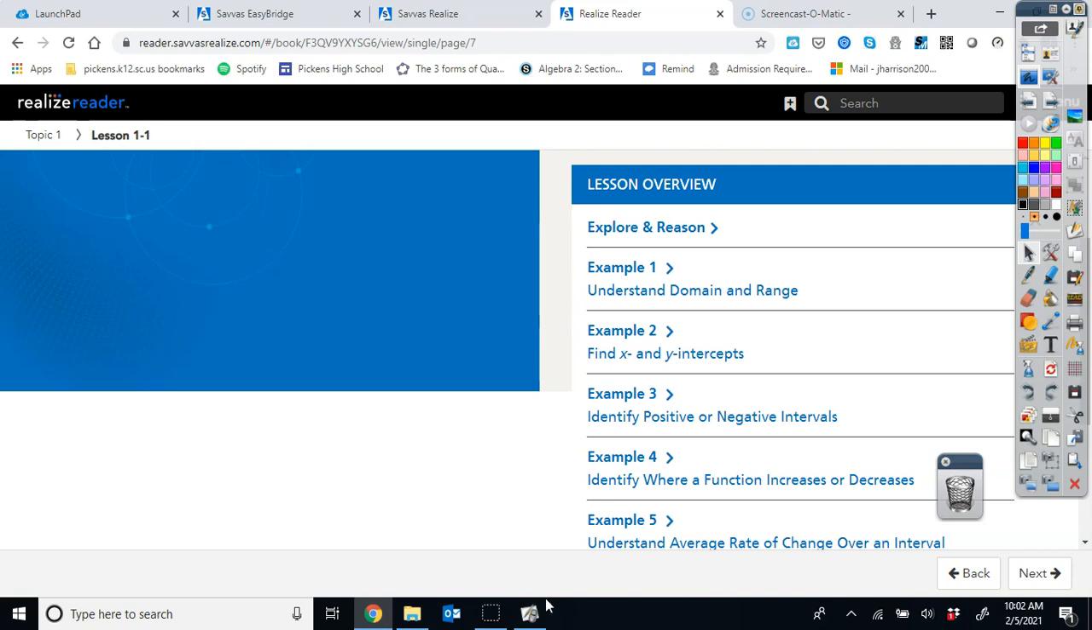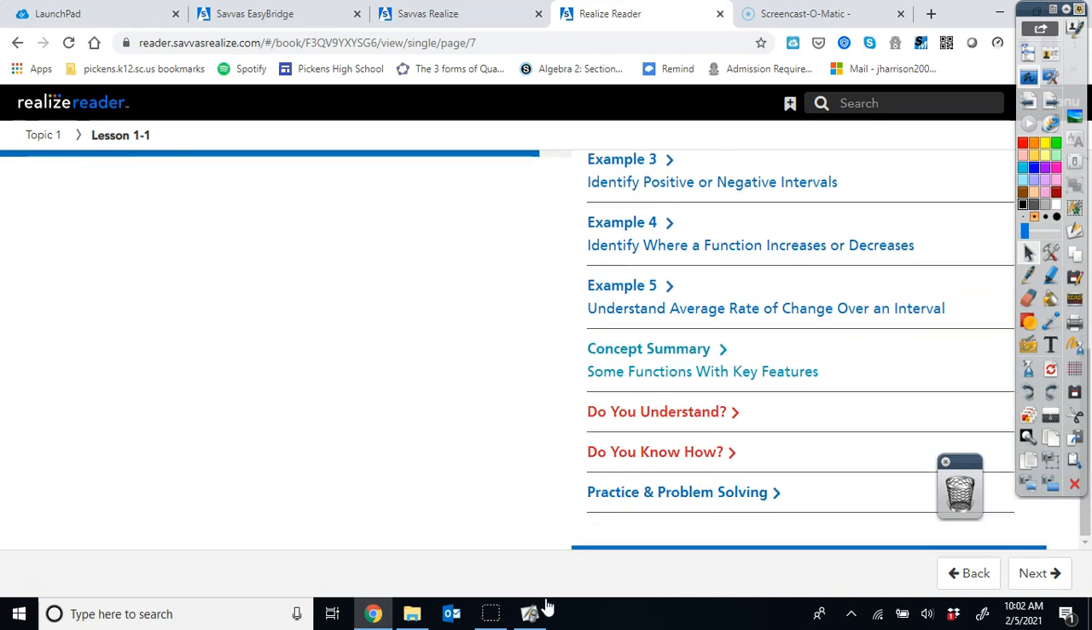Now today I'm actually using the examples from the textbook anyways. Down at the very bottom is practice and problem solving. Think about it, guys. Practice is where we go for our homework, okay? That's where we're practicing the stuff that Mr. Harrison wants us to. Occasionally, I will have you also look at the do you understand, the do you know how part. So just be prepared. I might throw some of those in every once in a while as well.